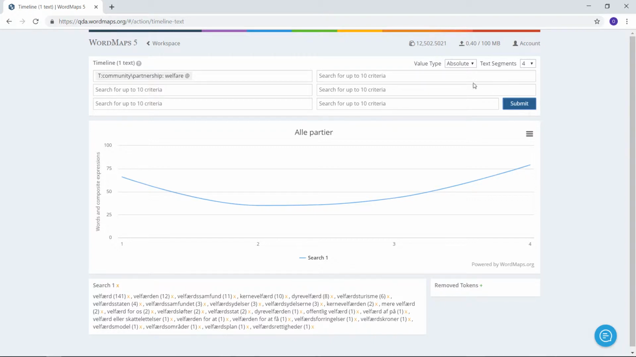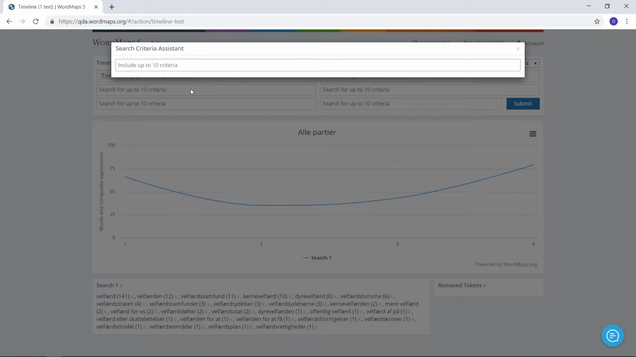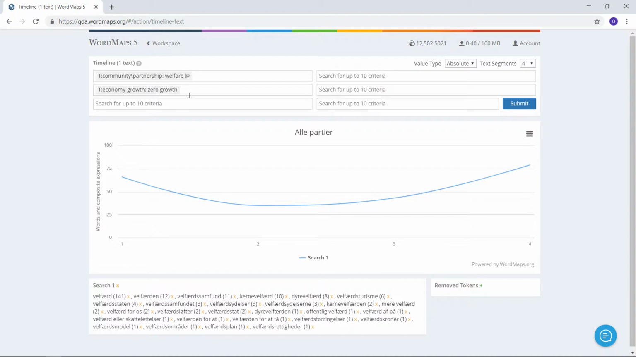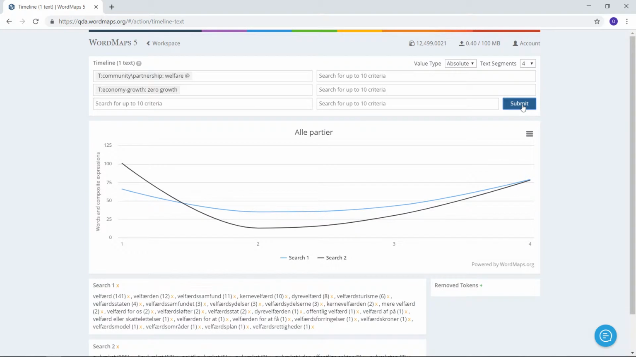What I'm going to do now is add another topic, because we have now kind of a baseline. We have the welfare topic. Let's see if there are other topics that can be compared to this. There was a big discussion in that general election about zero growth of expenses, especially towards welfare. So let's see how big the zero growth topic is. So this is an economic topic. Zero growth in economic expenditures is the topic we're going to add. So we have that as our second topic here. Let's see as we update how that looks.